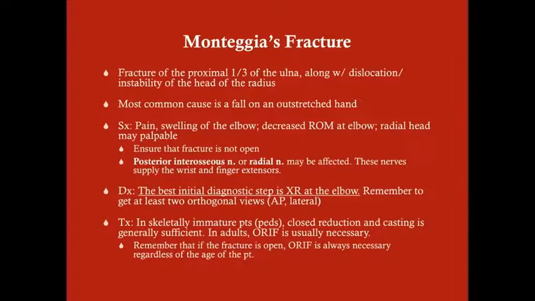It's a fracture of the proximal one-third of the ulna, but also a dislocation and instability of the head of the radius, coming disarticulated with the elbow joint. So the most common cause here is a fall on an outstretched hand, and this is going to be pretty much the cause of all of these fractures that we're going to talk about with the forearm.